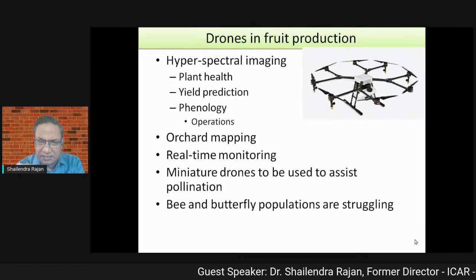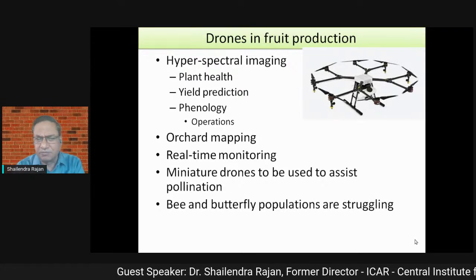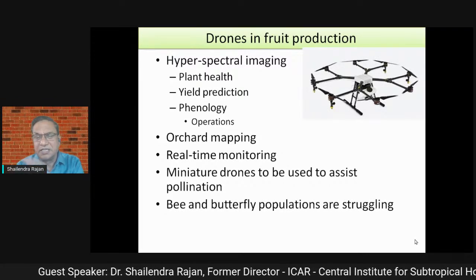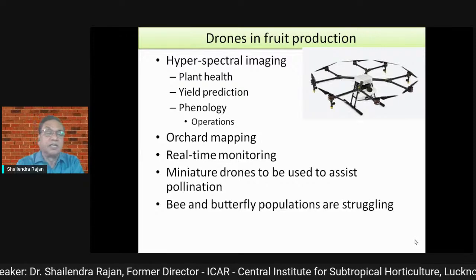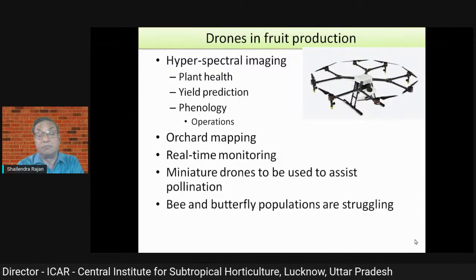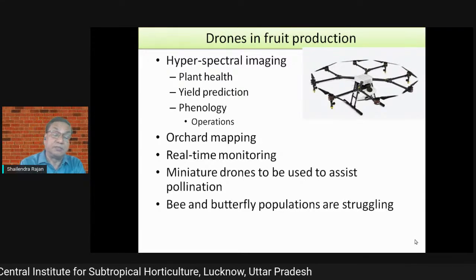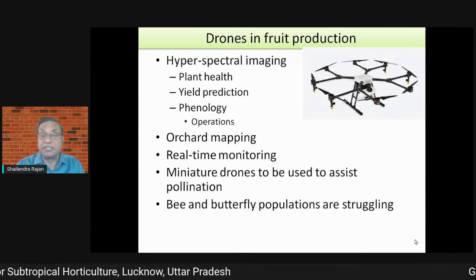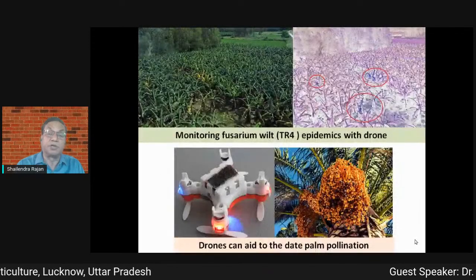Some miniature drones are available, and special drones have been developed which can be utilized for pollination. These drones can rub themselves on the anthers and take the pollen, but not at the cost of the bee and butterfly population. But in nature, bee and butterfly populations are struggling. That's why the drone is becoming important.